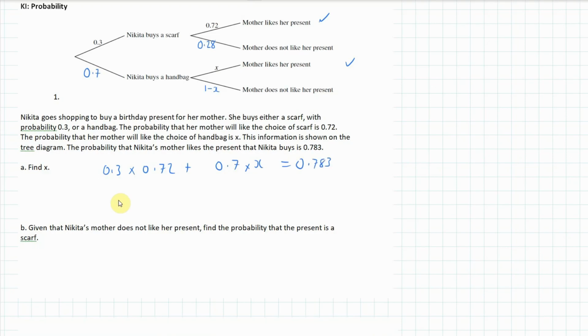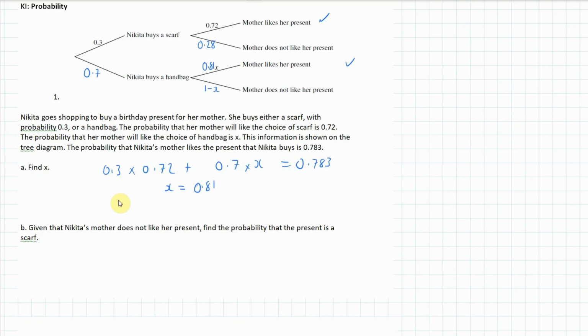Well, this gives us x is equal to, so I guess we'd go 0.783 minus 0.3 times 0.72, and we're going to divide that by 0.7, so I'm getting 81 hundredths, or 0.81. So I can check that in there, 0.81.